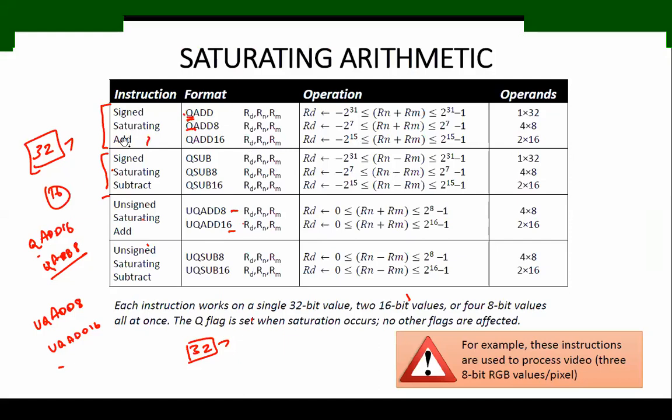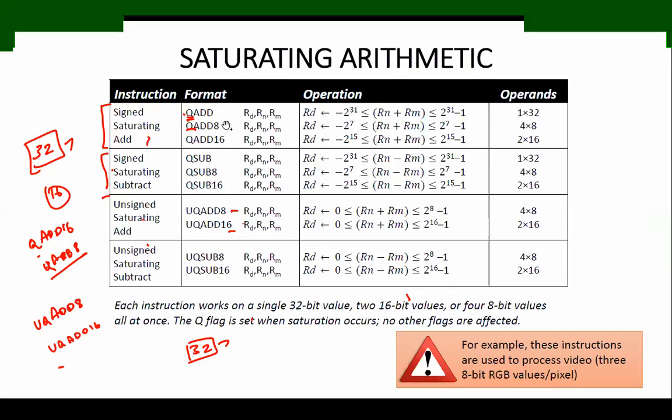So these are some of the instruction sets and formats, what each actually does, and how many operands are involved. When I say add 8, it actually means 4 cross 8, which means 4, 4, 4, 4. The 32 bits is divided in that format. So 8 bits are taken in 4 groups, that is 4 into 8.